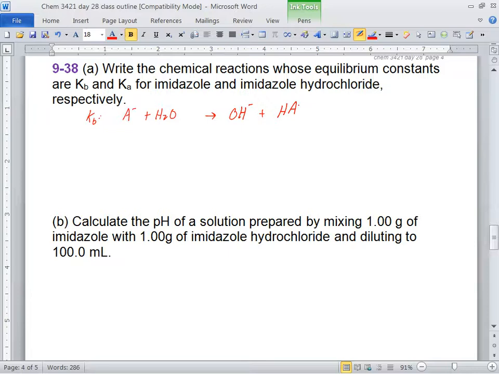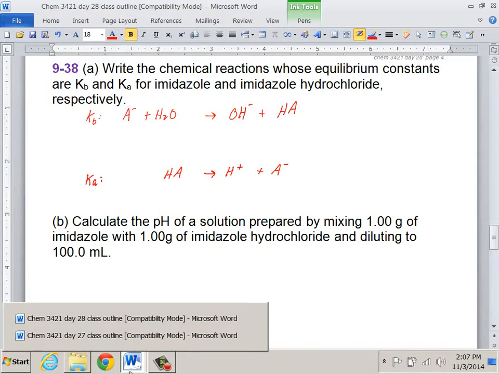Ka reaction, same thing. Now, this is not the answer, I'm just showing the general form. The general form for a Ka reaction is what goes to what? HA on the reactant side, and then H plus and A minus. Okay, so let's find imidazole.